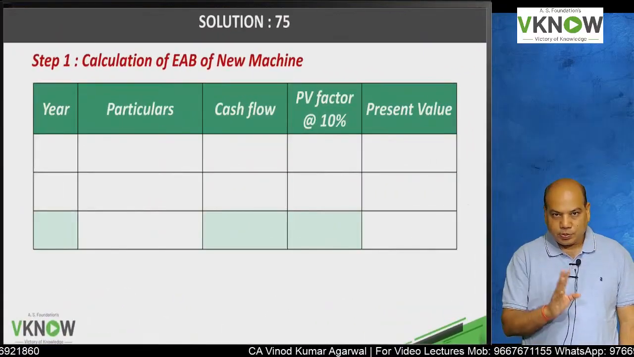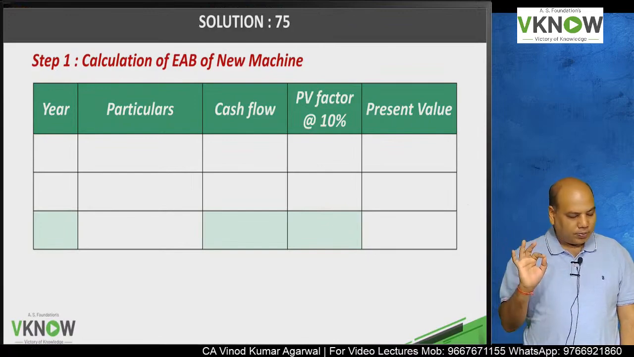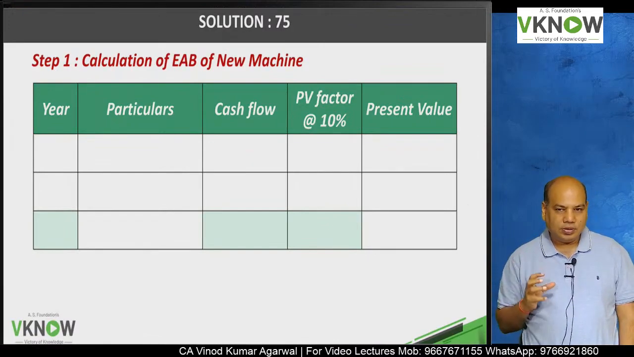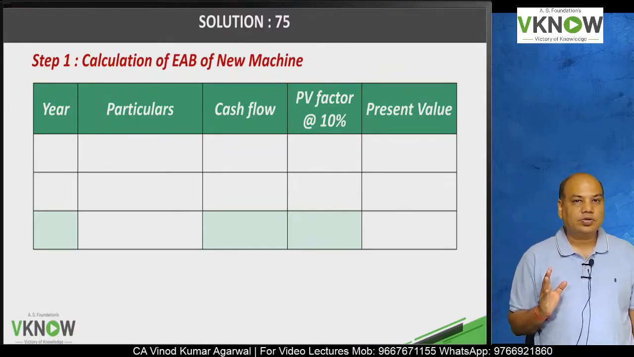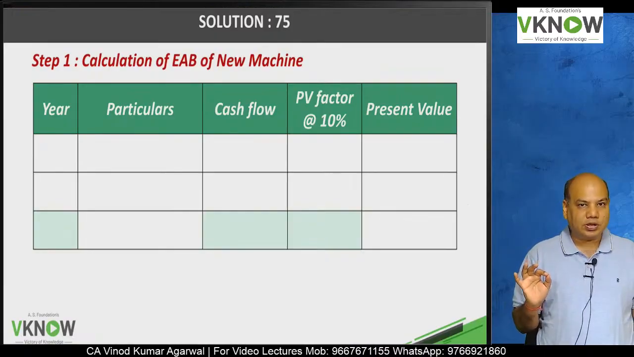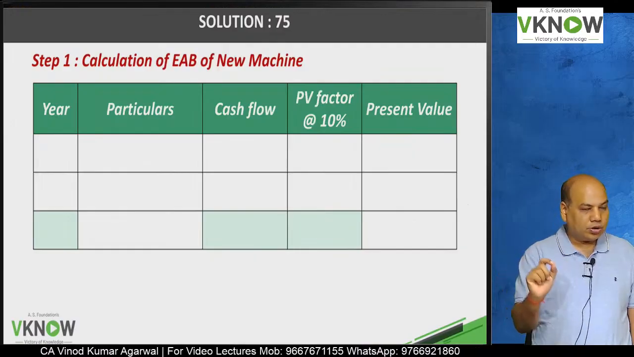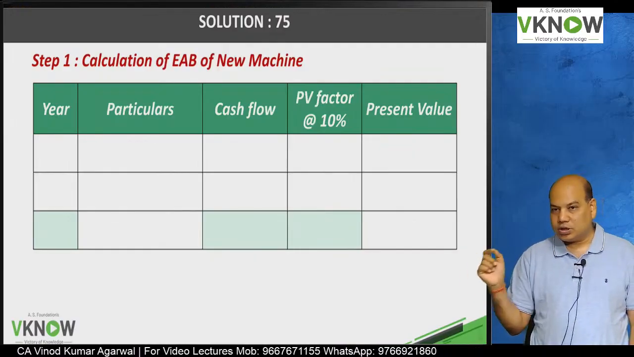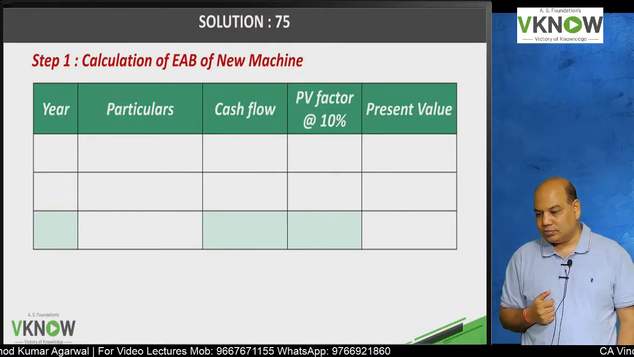So like the previous problem I am going to solve. This problem has revenue also. The other 2 or 3 questions we solved had only cost implications. This has revenue implications also. So you will write step 1, computation of EAB of the new machine.